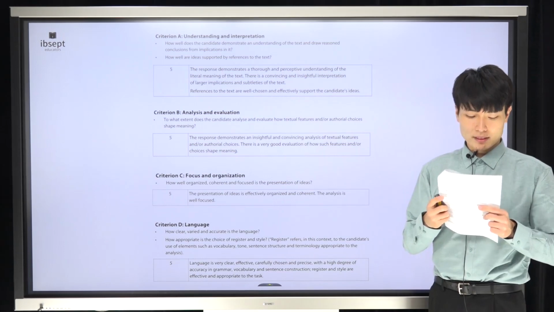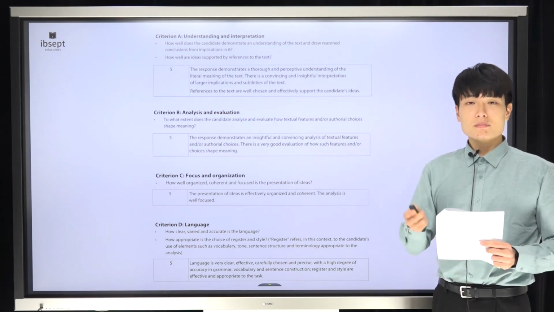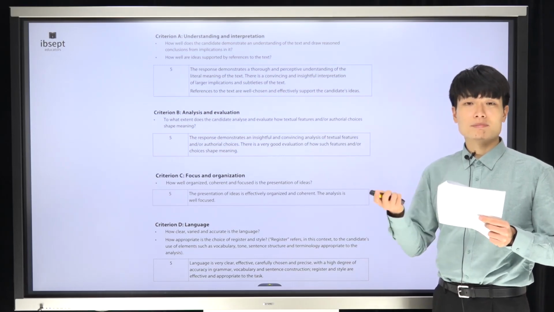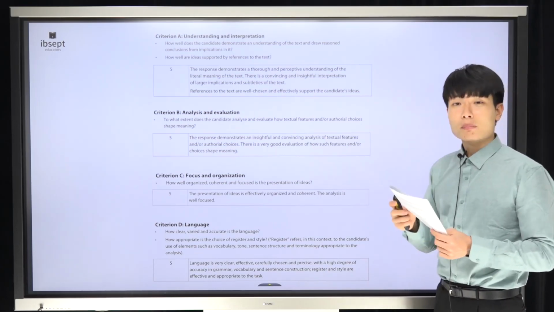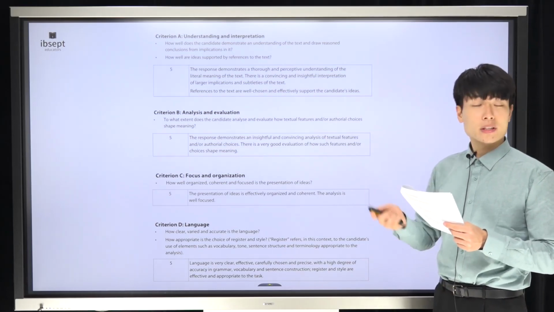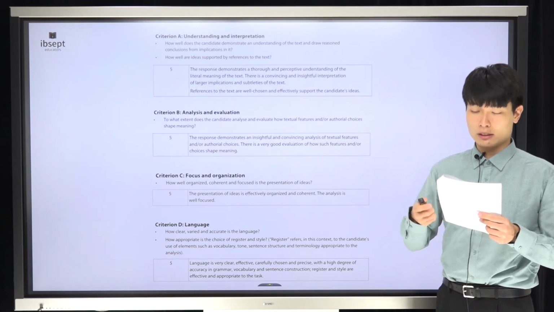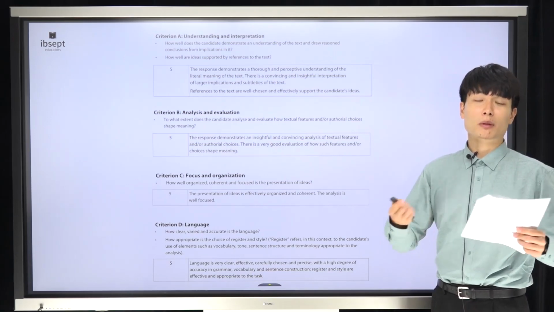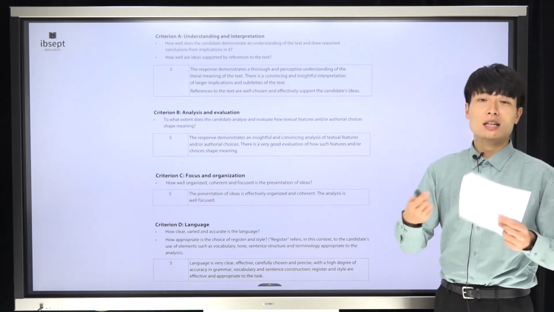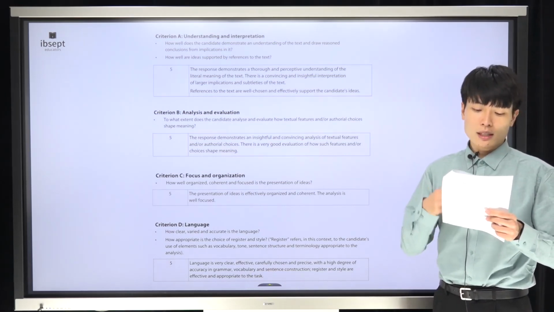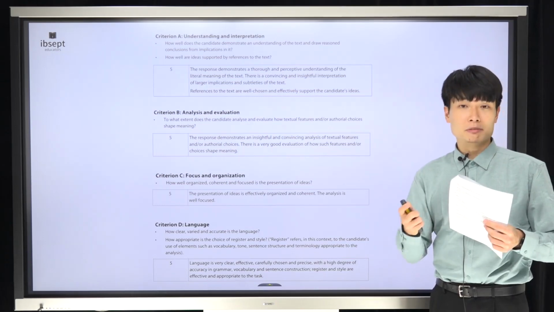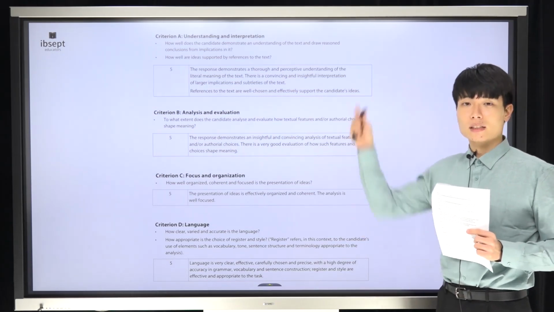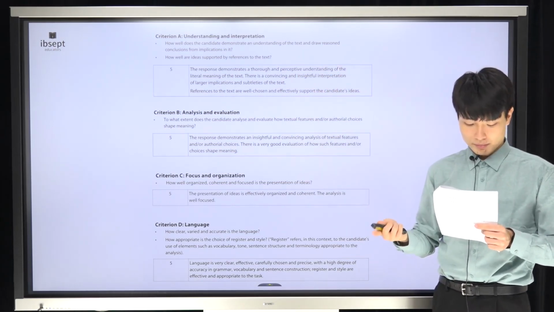Criterion C assesses how well organized your essay is. What that means is your Paper 1 response has a coherent, well-structured set of paragraphs with appropriate connective phrases both between the sentences and between paragraphs as well. A strong introduction with a clear thesis statement and a conclusion that evaluates the text as a whole.